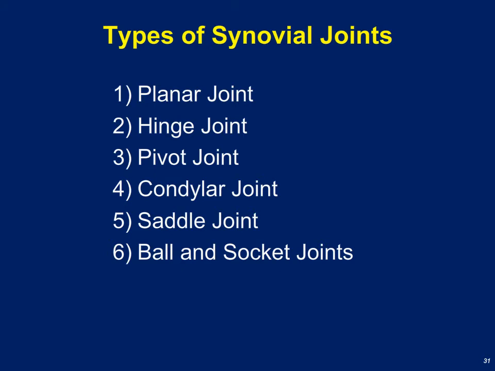So now that we've had a brief overview of the different types of movement possible with synovial joints, we're going to take a look at the 6 major types of synovial joints. And these include planar joints, hinge joints, pivot joints, condylar joints, saddle joints, and ball and socket joints.